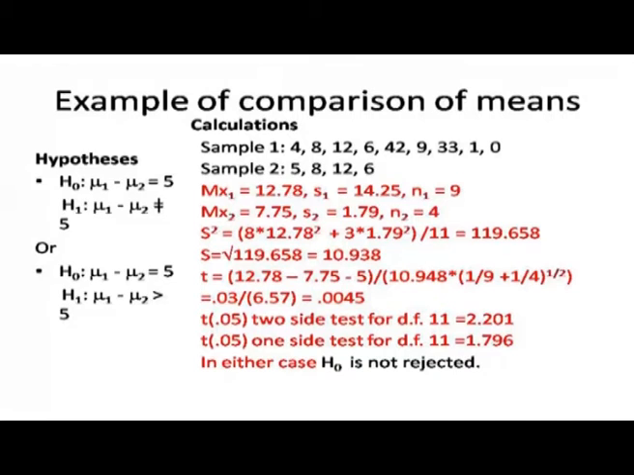This is the example of comparison of means, mu 1 minus mu 2, same logic, similar formulae: sample 1, sample 2, means, S square of the pooled data, S, t, and comparing this t value 0.0045 with tabulated values in two side test, in one side test.